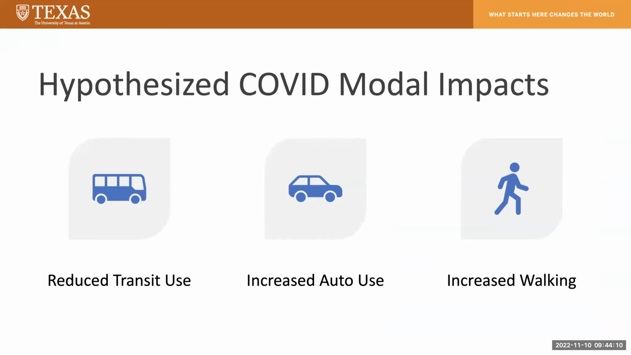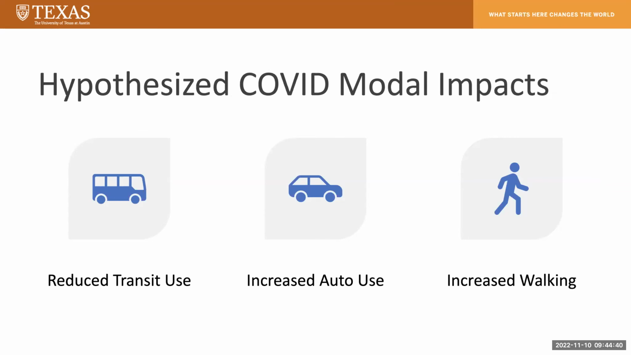Well, we hypothesized that the COVID impacts on the campus were probably these 3 things. First, reduced transit use, and I think that's been observed all over the country. Increased auto use, which has also been observed in many places across the country, and increased walking. So one of the things we tried to do through this survey was see whether or not these things are really true.